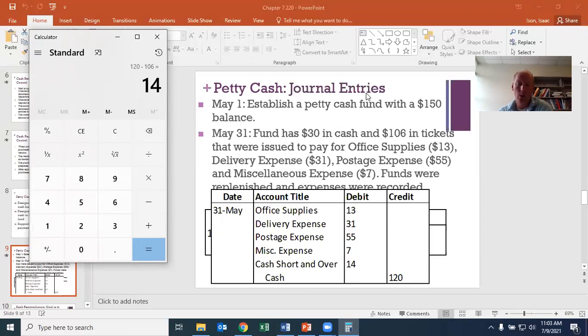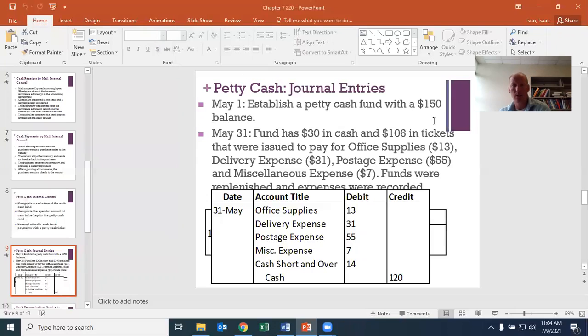Now it can go the exact opposite way too, where cash short over would be a credit. But the process I like to teach you is, right off the bat, take the difference between what the fund balance should be and what the cash balance is, and credit that to cash. Then record all of your debits, and figure out what the difference is, and the difference will result in a debit or a credit.